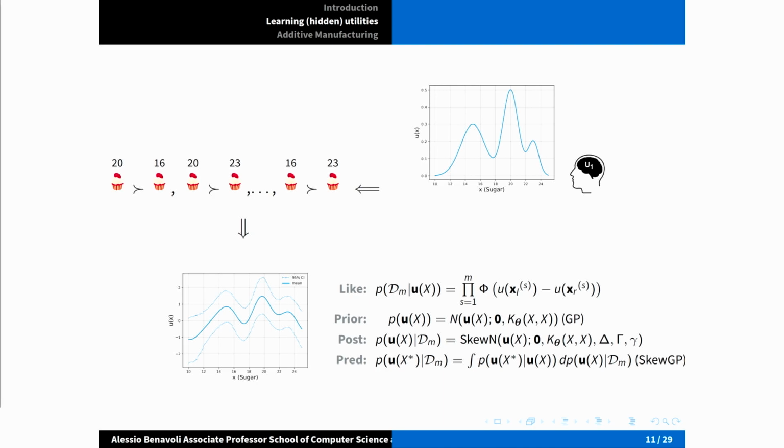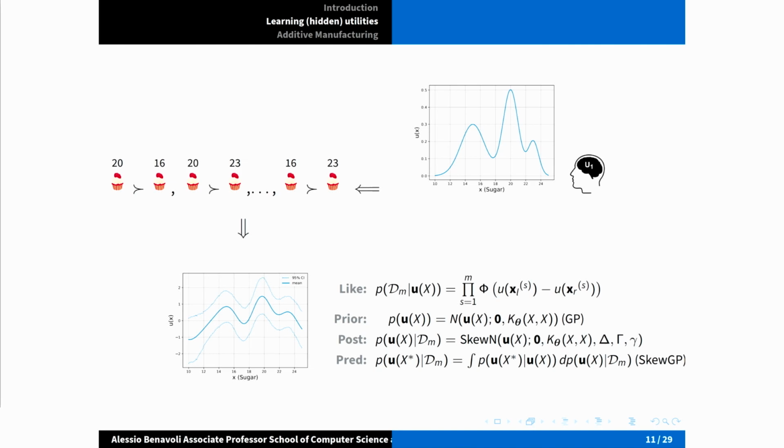Then you provide me preference. I make a cake with 20 grams of sugar. I make another cake with 16, and you tell me that this is better than this. Then I make another cake with 20, another with 23. You say, this is better than this. And we use this preference to learn your utility. Once we have your utility, that is this blue line here, we can understand what the best amount of sugar is, something that here is around 19. And this is going to allow you to optimize the process. So we can now make the cake with 19 grams.